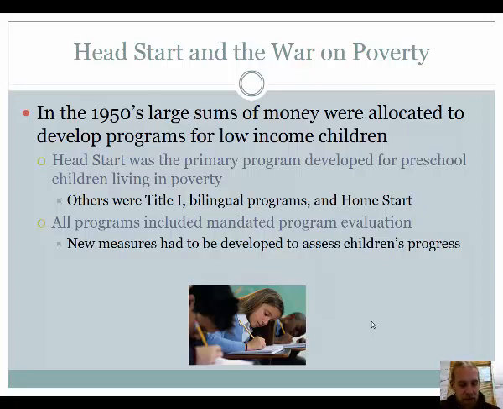Now, desegregation, civil rights, the 1965 Civil Rights Act, and so forth, these sorts of things do a lot for raising social consciousness and awareness, but they don't do a lot for changing the social landscape in school, right?